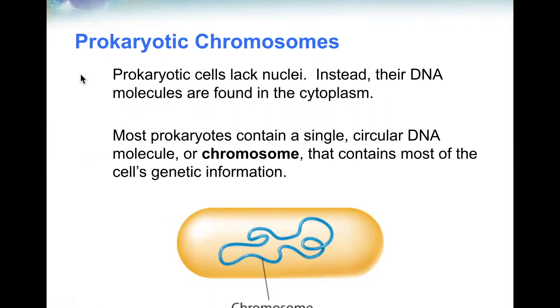Prokaryotic cells lack nuclei. Instead, their DNA molecules are found in the cytoplasm. Most prokaryotes contain a single circular DNA molecule or chromosome that contains most of the cell's genetic information.